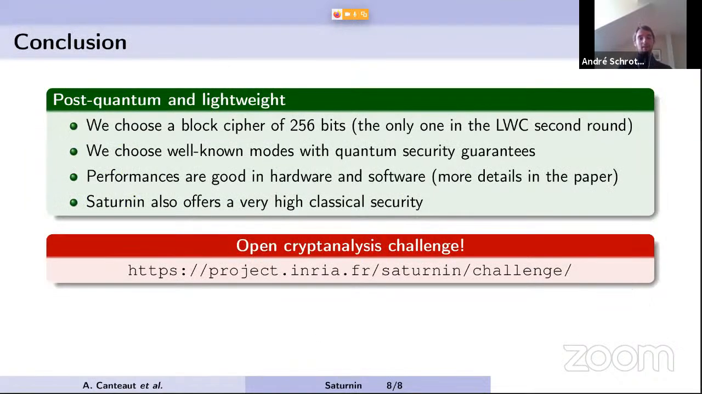So to conclude, we wanted to have a design which had some quantum security, or at least improved security against quantum adversaries, which is why we chose this block cipher at 256 bits, and also well-known modes with quantum security proofs. So performances are also good in hardware and software, but I won't go into the details, so you can have a look at the paper. And we also believe that, of course, Saturn offers a very high classical security. And finally, as Maria mentioned in the RAM session, there is an open cryptanalysis challenge about the related key security of Saturn. So I encourage you to have a look at the webpage.